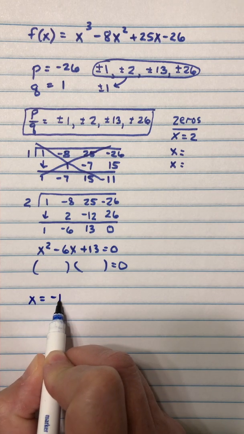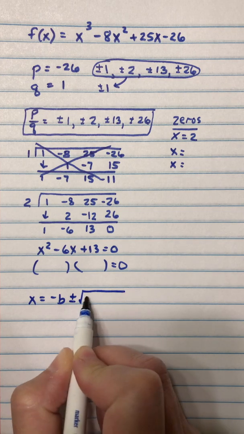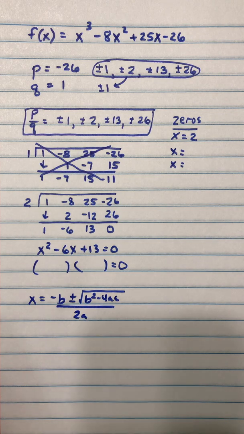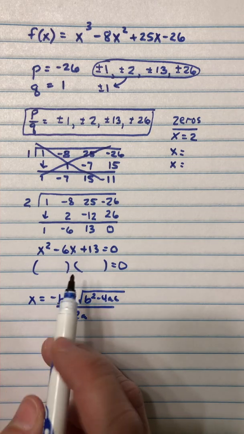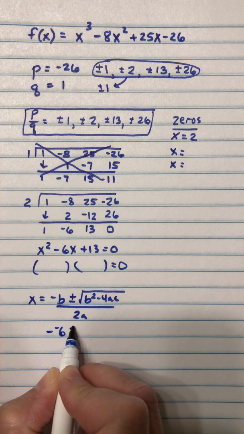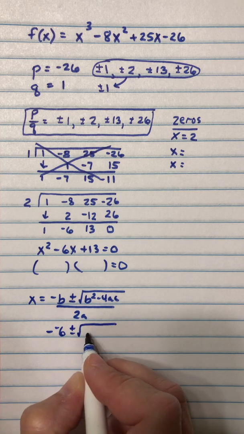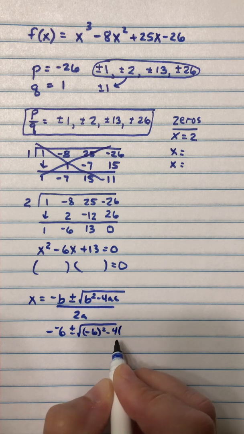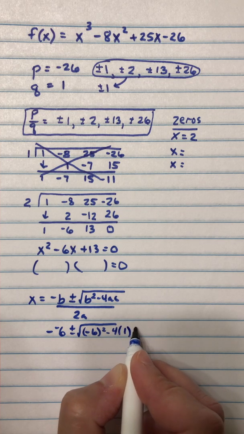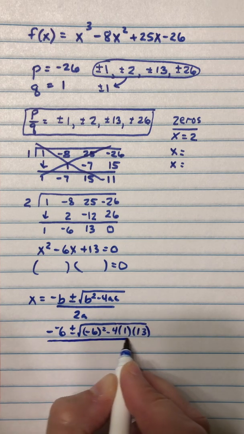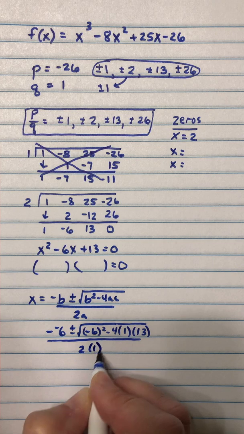So, I'm going to try that. I'm going to first write my quadratic formula down. And then I'm going to plug my numbers in. So my b value is negative 6. So I have a negative 6 plus or minus negative 6 squared minus 4 times a. My a is 1 times c. My c is 13. And then this is going to be over 2 times the a, so 2 times 1.